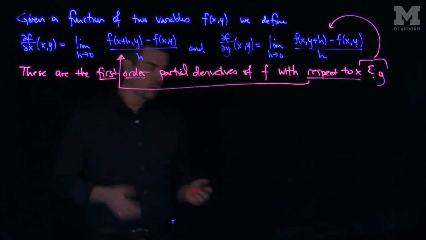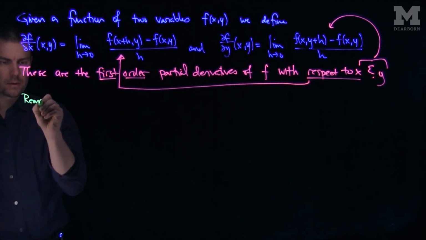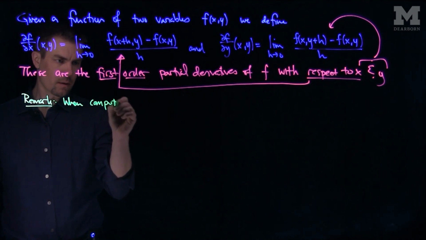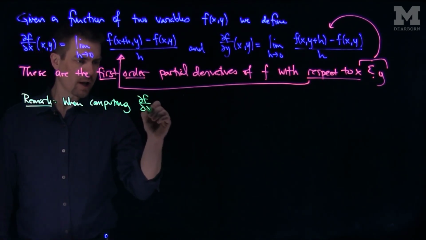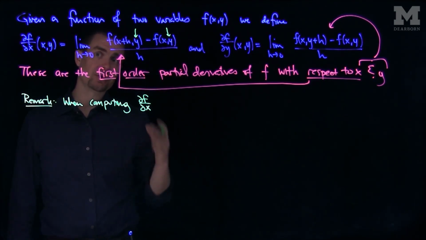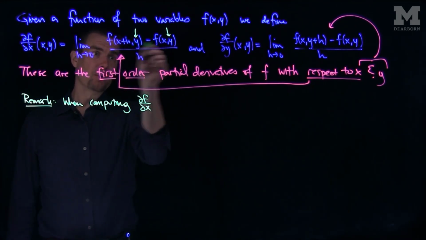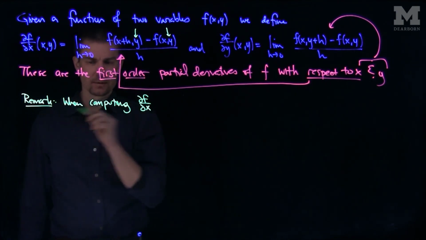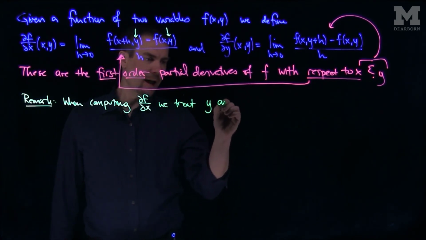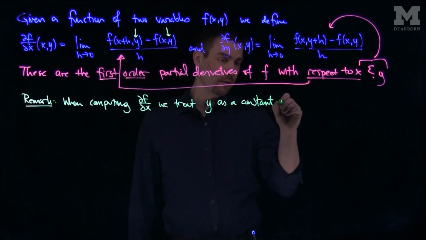So what are we doing when we compute partial derivatives? Here's a remark. When computing partial f partial x, we're going to treat y as a constant, as if it wasn't changing, because y does not change between f of x plus h comma y and f of x y. In both of these expressions, the y is constant. When computing partial f partial x, we treat y as a constant and compute a derivative as we ordinarily would.